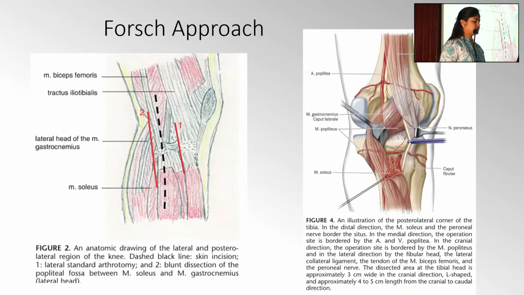So coming to the regular Frosch approach, which was published in 2010. This is the surgical incision. Usually it is a 12 centimeter incision, 2 centimeters proximal to the fibular head and extending distally along the shaft of the fibula. Here is the plane.